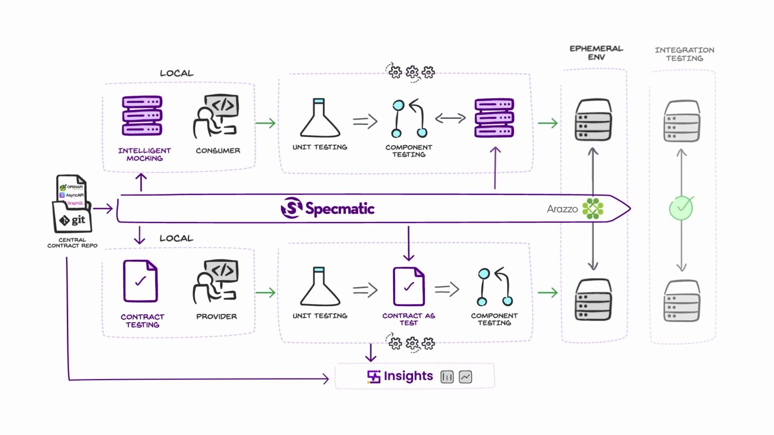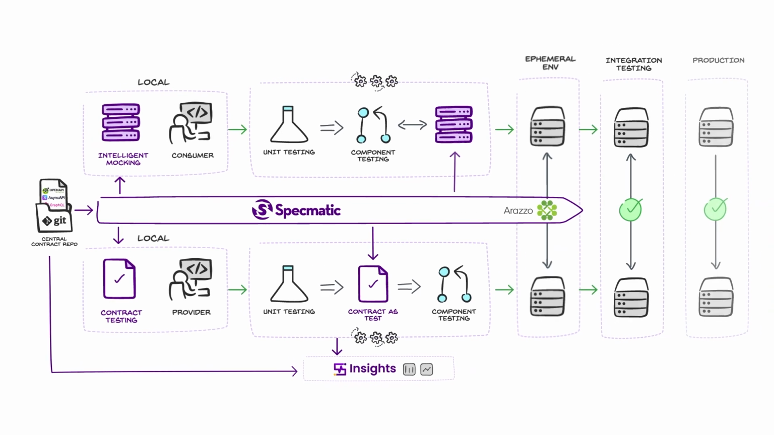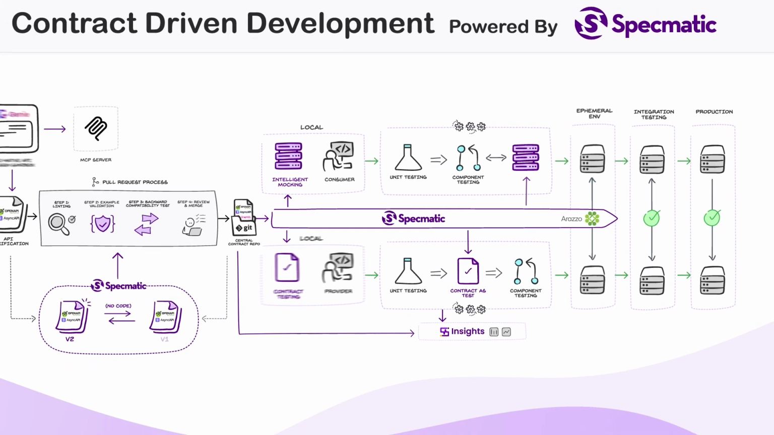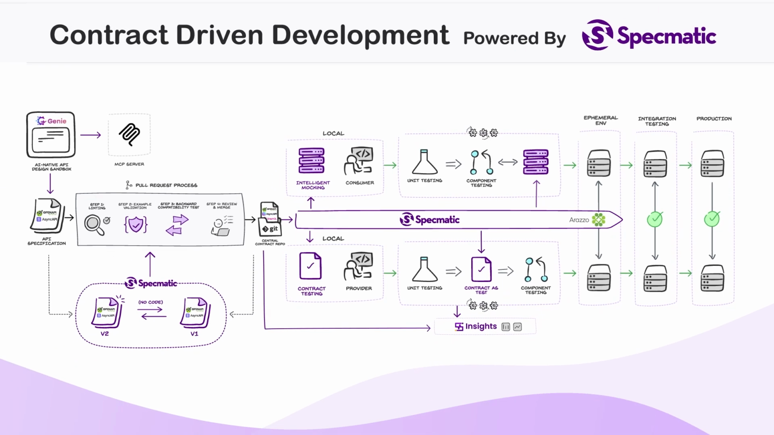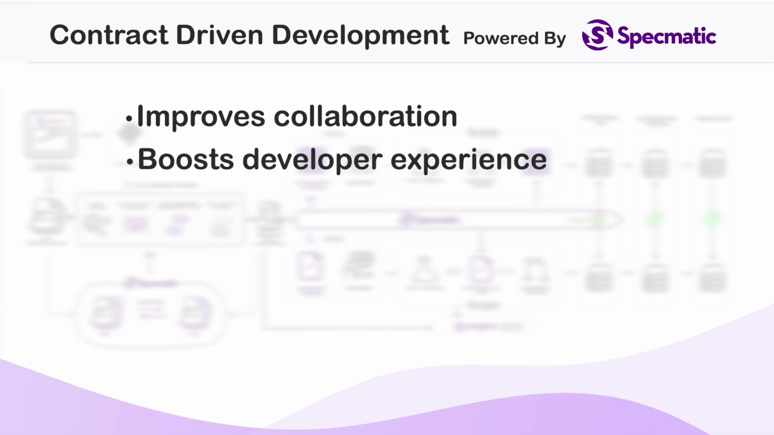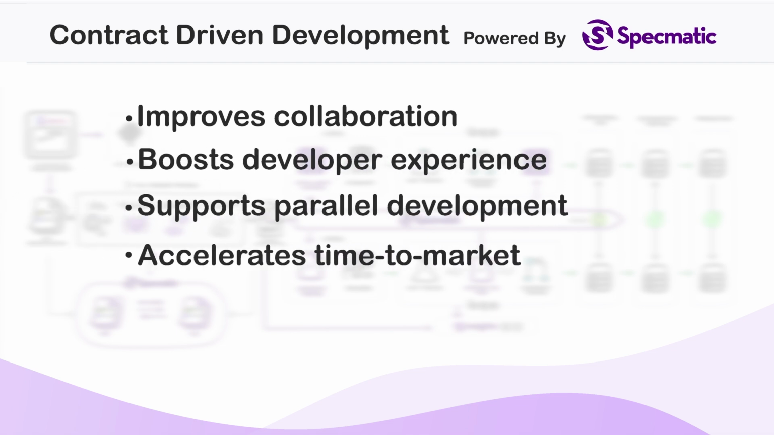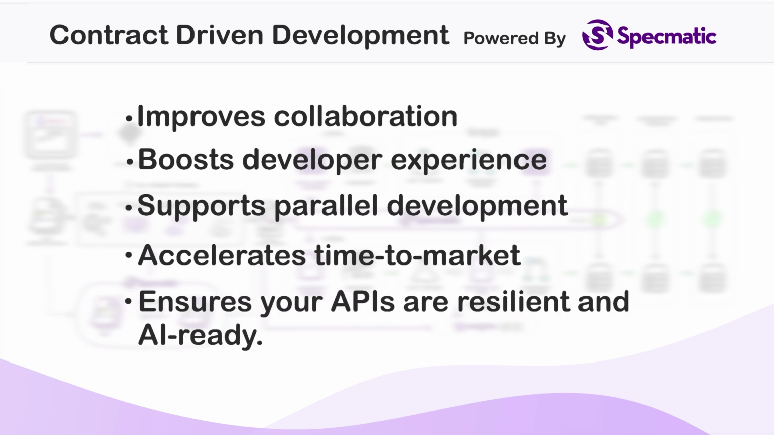So, when your code finally reaches an integration environment, everything fits together. No surprises, no last-minute firefighting, just smooth, predictable releases. This is contract-driven development powered by Specmatic, a true shift-left approach that starts from design, improves collaboration, boosts developer experience, supports parallel development, accelerates time to market, and ensures your APIs are resilient and AI ready.